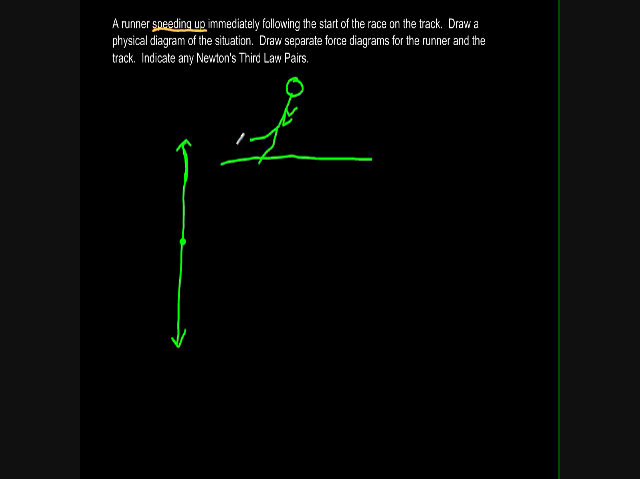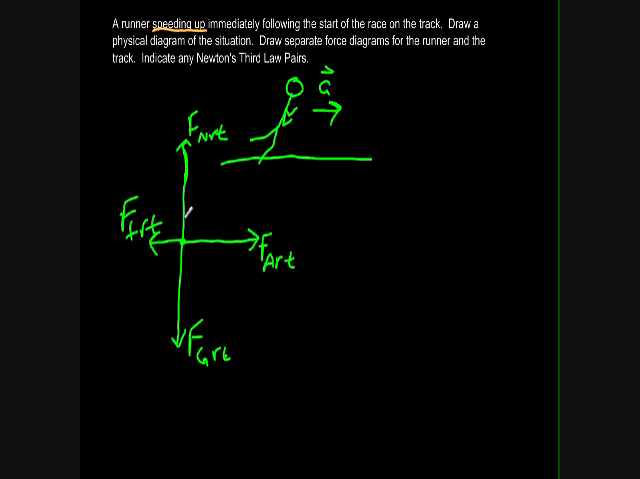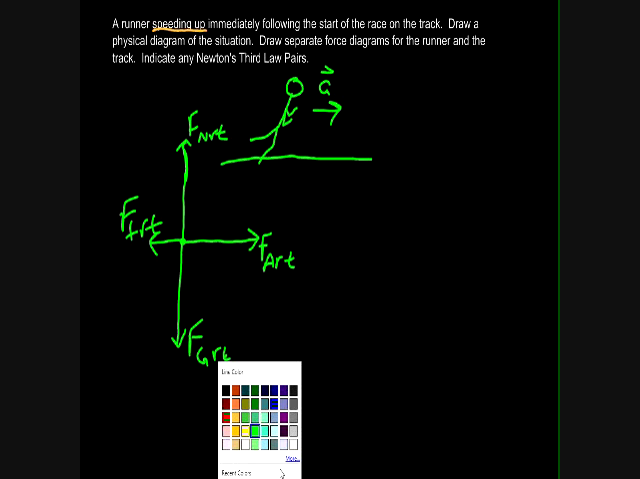So now if I'm speeding up in this direction, my acceleration is there, then I just have to show a larger force of gravity on the runner by the earth, the force normal on the runner by the track, the force applied on the runner by the track, and the force of friction on the runner by the track. And then we come back and do the force diagram for the track.